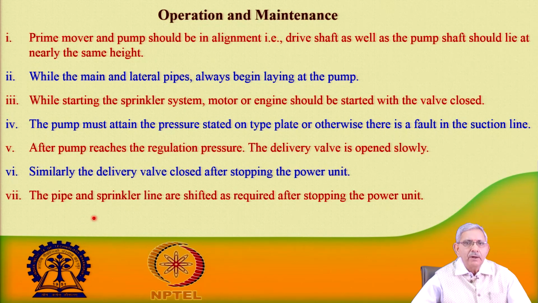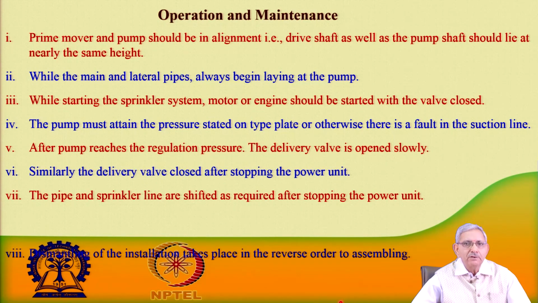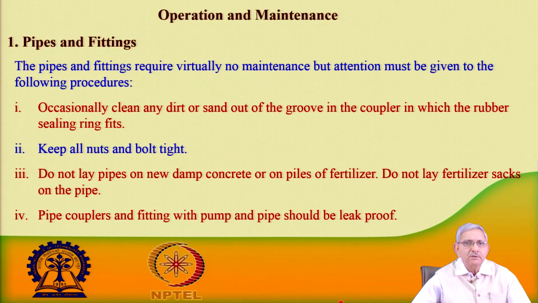The pipe as well as sprinkler lines are shifted as and when needed. This is the operational part: the system should be closed, and then one should shift, and after shifting it should be refitted. So, this is the pipe fitting. When we are putting in the pipe, it should be fitted such that there is no leakage.